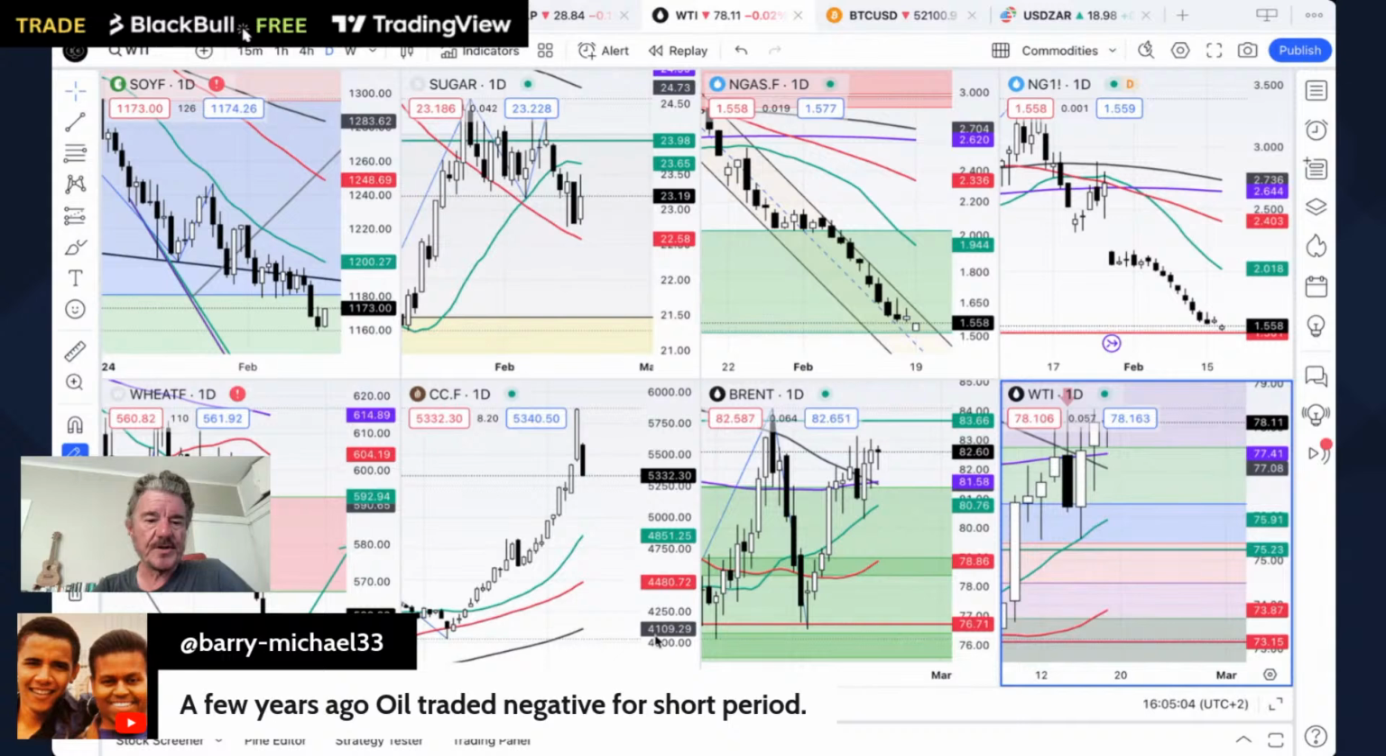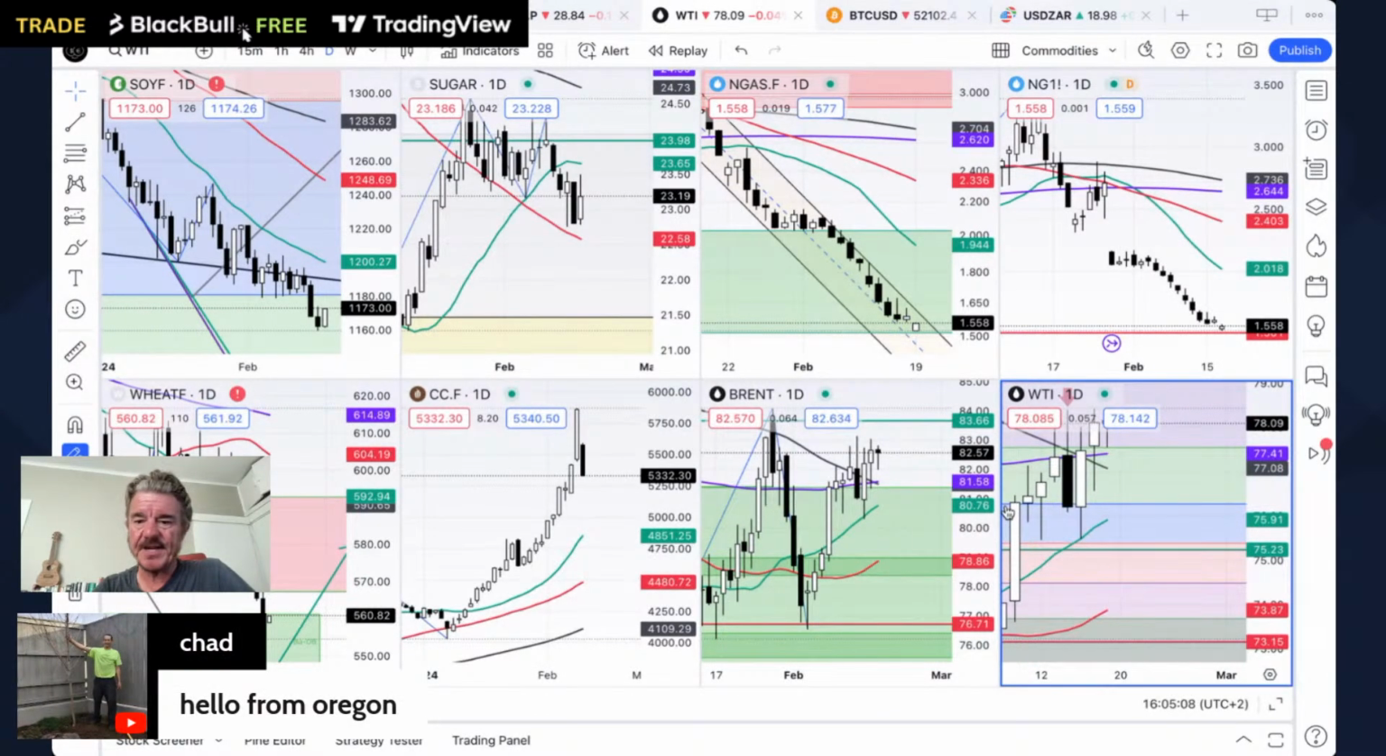A few years ago, oil traded negative for a short period. Yes, it did. Doesn't mean gas is going to. Gas has never traded negative on the futures, at least. Like Brian said, it is trading negative on the ground in some places, which is super interesting.